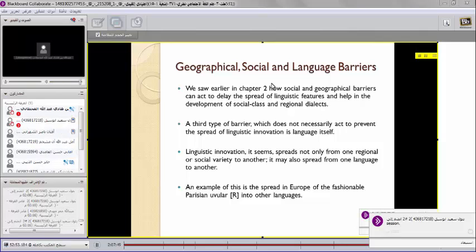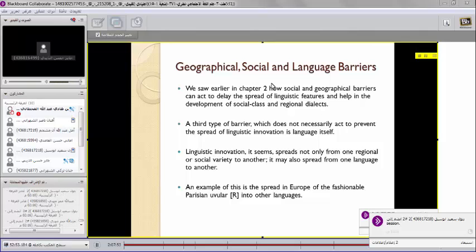Linguistic innovation spreads not only from one regional or social variety to another, it may also spread from one language to another. An example of this is the spread in Europe of the fashionable Russian uvular R into other languages, according to the book.